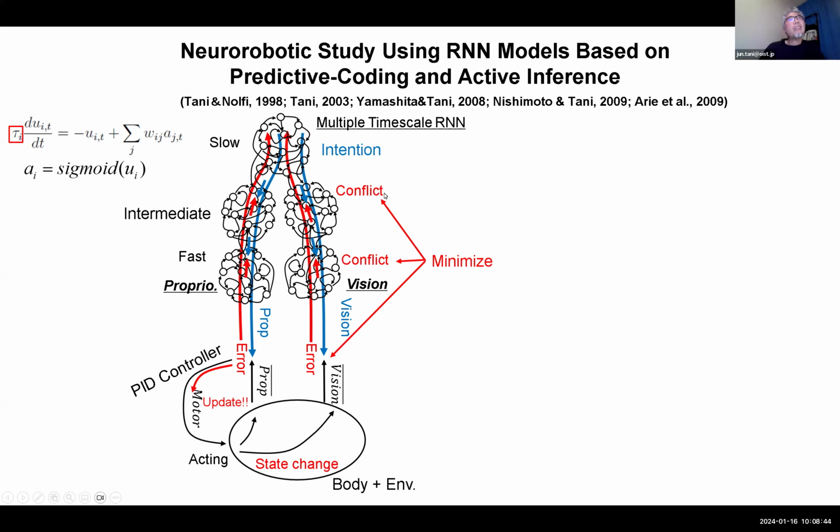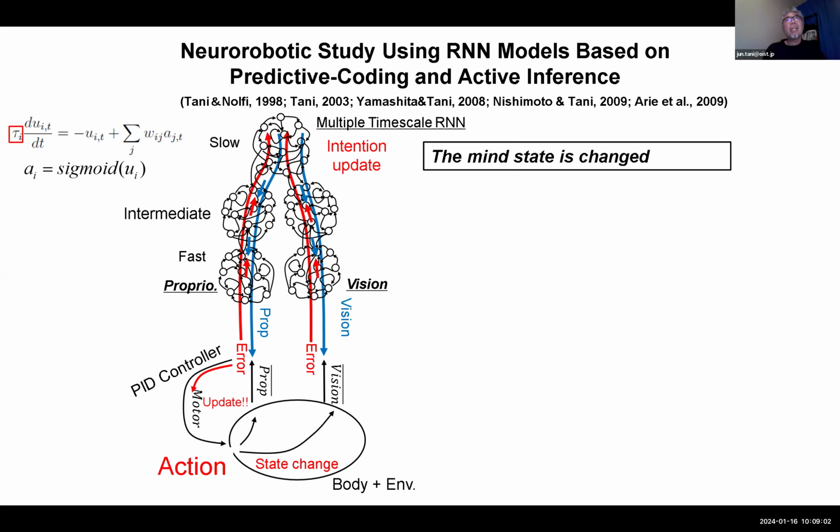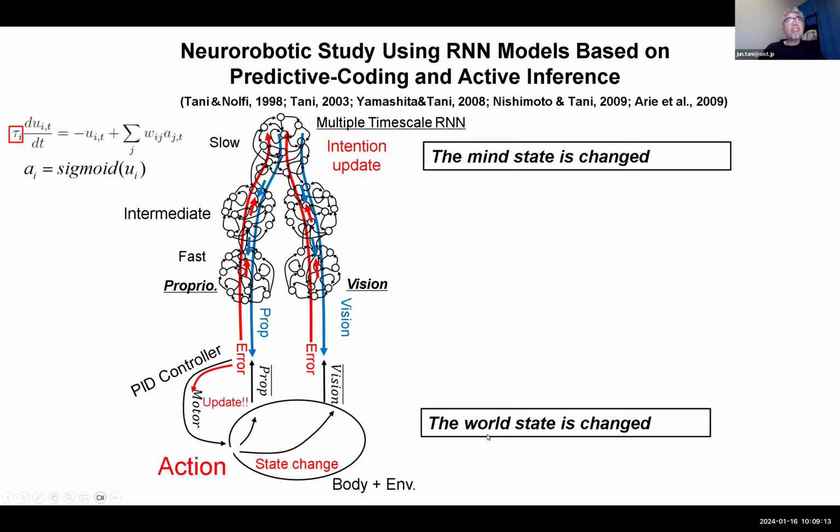All these things have to be minimized. One way is by updating the intention of the higher layer. The other is generating action and changing the environment. So that is a central idea. On one side, the mind state is changed, that is, the intention is updated. On the other side, the world state is changed by acting on the environment.